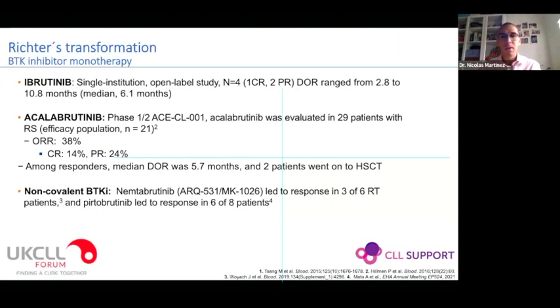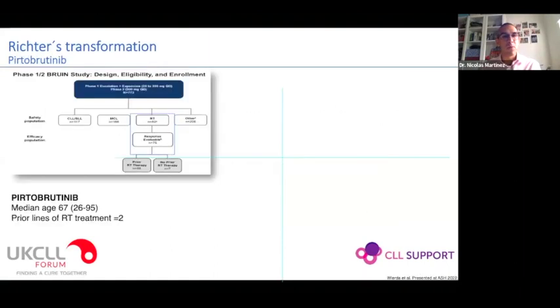There's no mature data of zanubrutinib yet, but there's some data of non-covalent BTK inhibitors. Nemtabrutinib has led to an overall response of 50% in a small cohort of 6 patients, presented at ASH in 2019, and pirtobrutinib also showed good response, 6 out of 8 patients, presented at EHA in 2021. I'm going to show you a bit more data about pirtobrutinib. This has been further updated at ASH 2022.